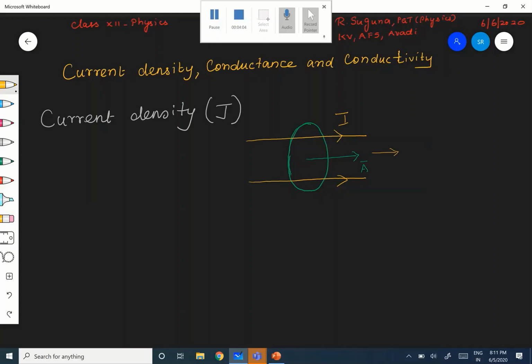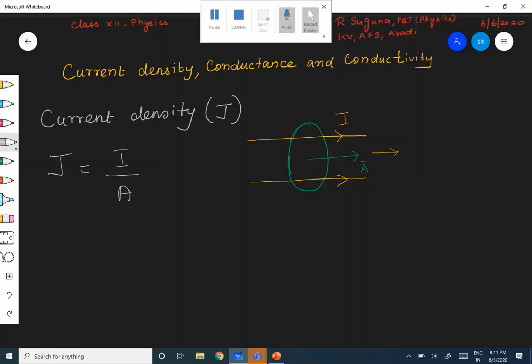Now I have to give what is current density. Therefore current density J is nothing but the amount of current flowing per unit area, correct? Therefore current divided by unit area. So this is the expression for current density, provided the area is held normal to the current.